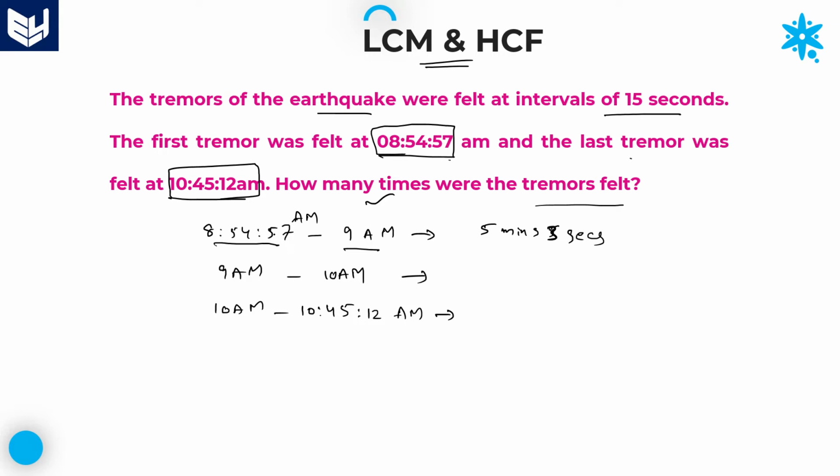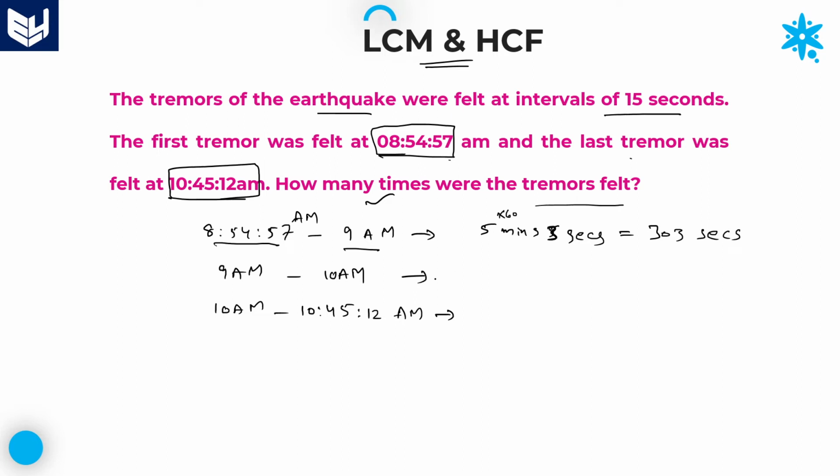If we add 3 seconds to this number, the time becomes 8:55. Still 5 more minutes to reach 9 am. Therefore 5 minutes 3 seconds is equal to how many seconds? 5 minutes is 5 into 60, that is 300 plus 3, 303 seconds. This is the first time period.